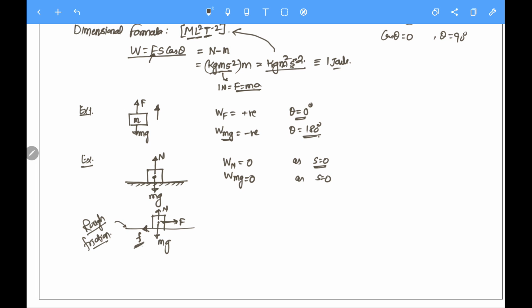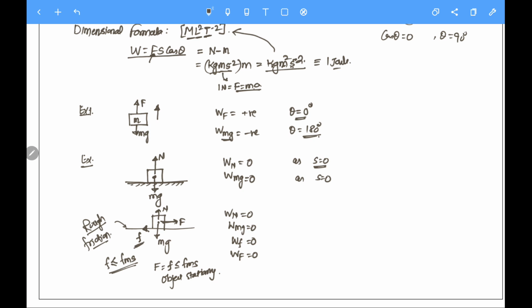In the beginning, till F is less than or equal to FMS, maximum static friction force, this object remains stationary. That means F less than FMS, object remains stationary. There is no motion, so no displacement. In this case, work due to the normal force is 0, no displacement. Work due to the mg, 0, no displacement. Work due to friction is also 0, no displacement. And work due to the external force is also 0 because there is no displacement.